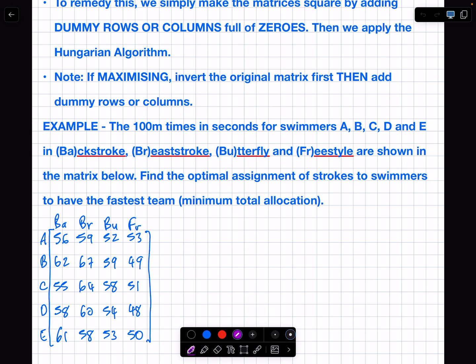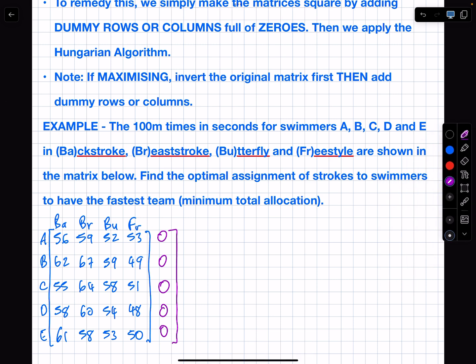Looking at that example, what do I have too many of? Do I have too many rows or do I have too many columns? I've got too many rows, so what do I need to add full of zeros? A column of zeros. 1, 2, 3, 4, 5. Now it's square. Now it's 5 by 5. That's your first step. Double check. Do we want the fastest team? Yep. So I don't need to do a reversal. I don't need to invert it. So now I can start.